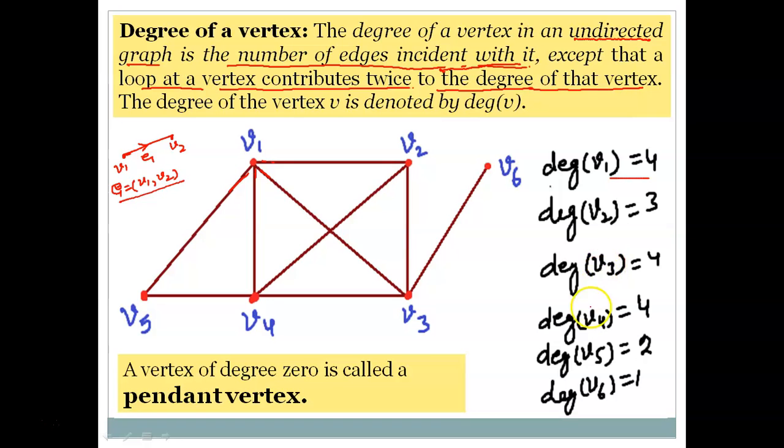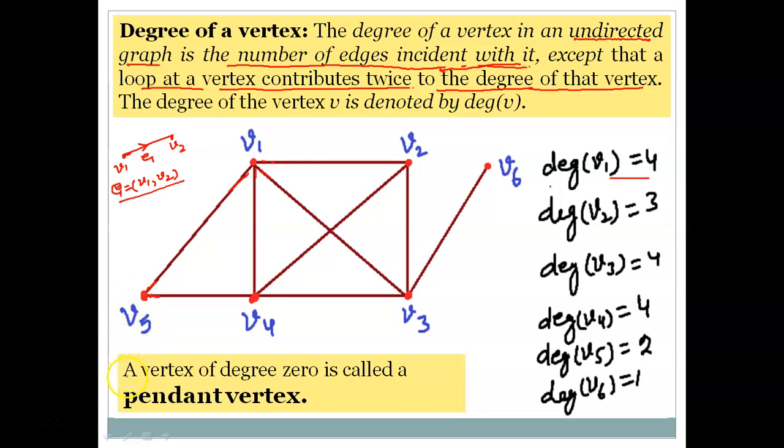Similarly, you can calculate the degree of V3, V4, V5. You can see at V5 only two edges are incident upon this vertex. So therefore degree of V5 is 2. Now if we see this V6, on V6 only one edge is incident. So one edge is incident upon this vertex V6, therefore degree of V6 is 1.